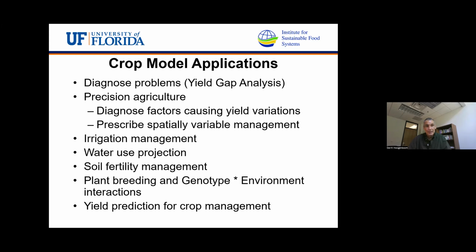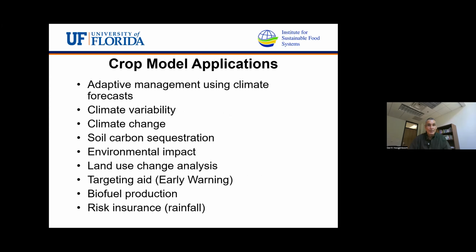We can then also take this extending from irrigation to fertilizer management. We can look at soil fertility management, look at recommended inputs for fertilizer, when to apply fertilizer, and how much fertilizer to apply. We can look at plant breeding and the genotype by environment interactions, and maybe I can show you some examples later on, nice examples. Yield prediction for crop management. And then also we can look at, of course, climate change applications, becoming quite a challenge.